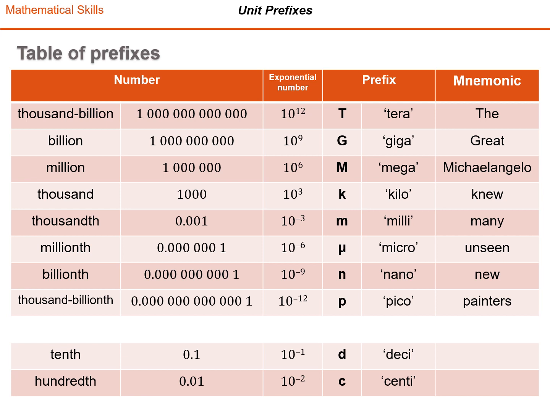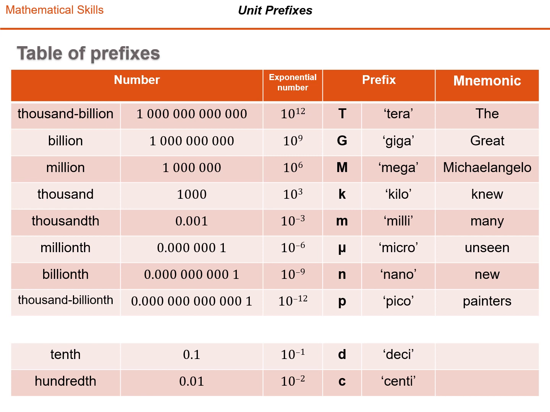This table here shows us the key prefixes that we need to know about at A level, and I have covered here the full range that's needed for A level physics, although for A level chemistry and for biology the requirements are slightly different.